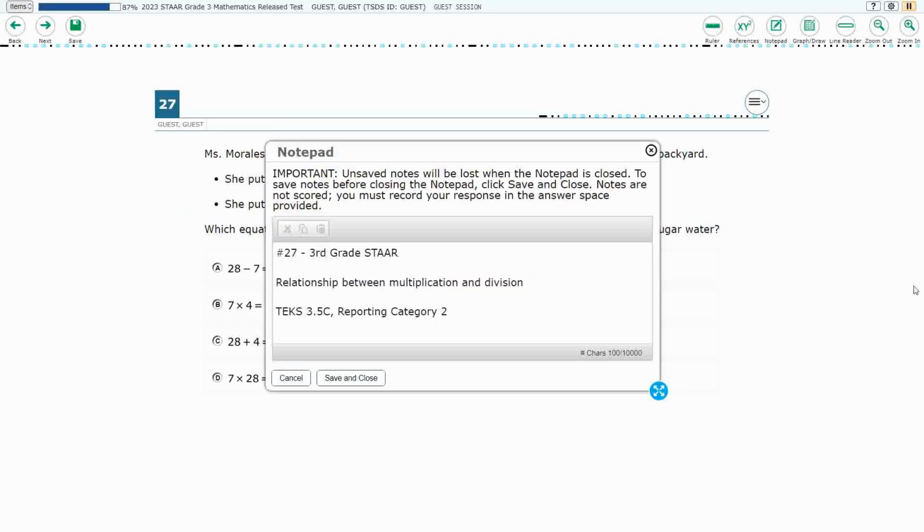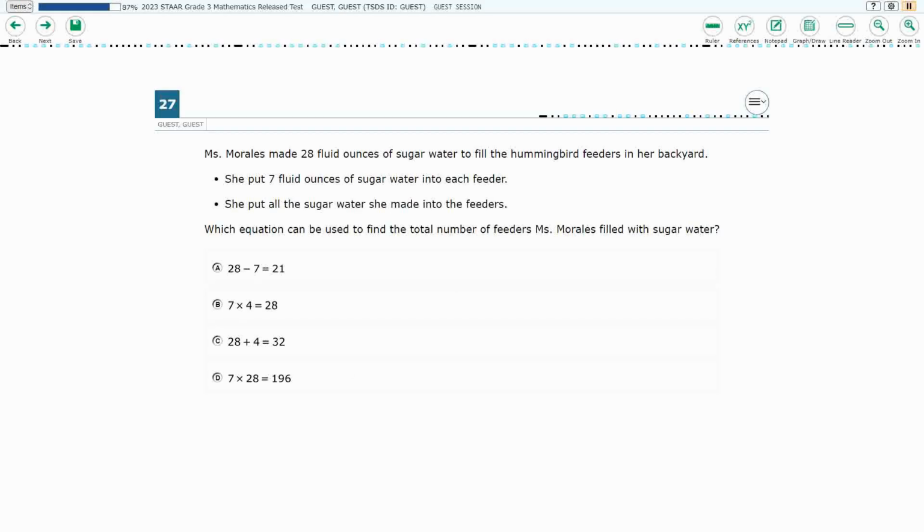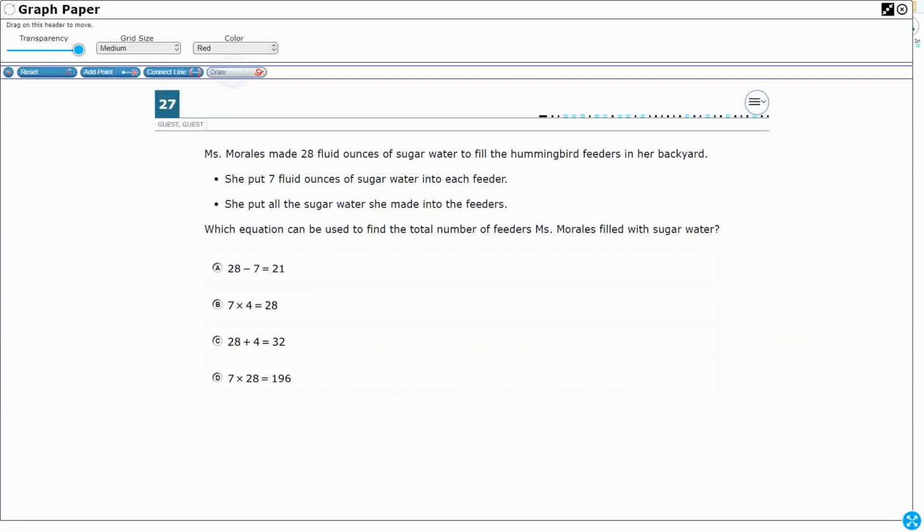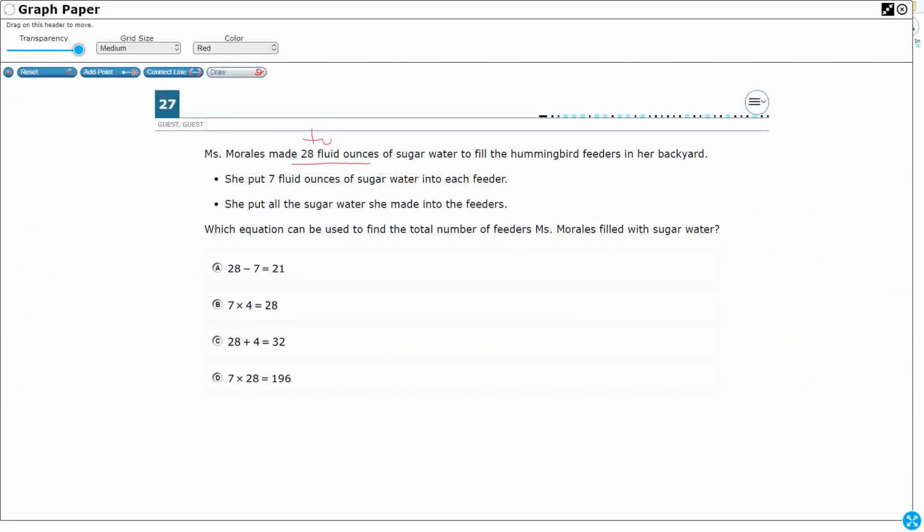For number 27, we are looking at the relationship between multiplication and division. This is TEKS 3.5C in reporting category 2. So we've got Miss Morales making 28 fluid ounces of sugar water to fill hummingbird feeders, right? And you see that looks like we've got our total right here. It says that's how much she made. So I'm thinking that might be my total. Let's keep reading. She put 7 fluid ounces into each feeder. Okay, so I've got equal groups. So I've got a total and I've got equal groups. When I see equal groups, I should think multiplication or division.